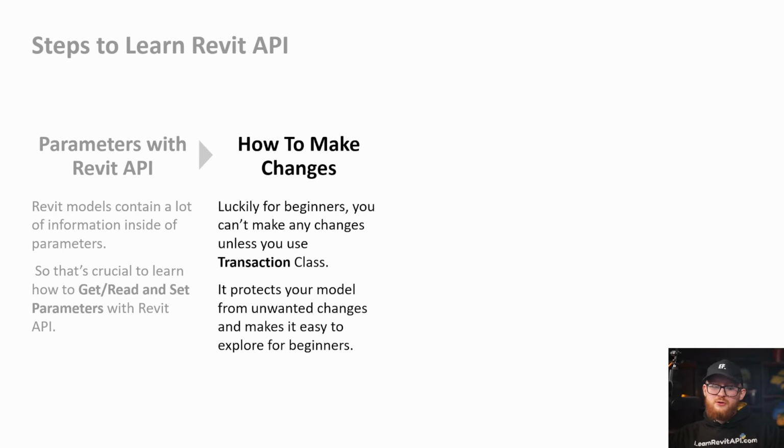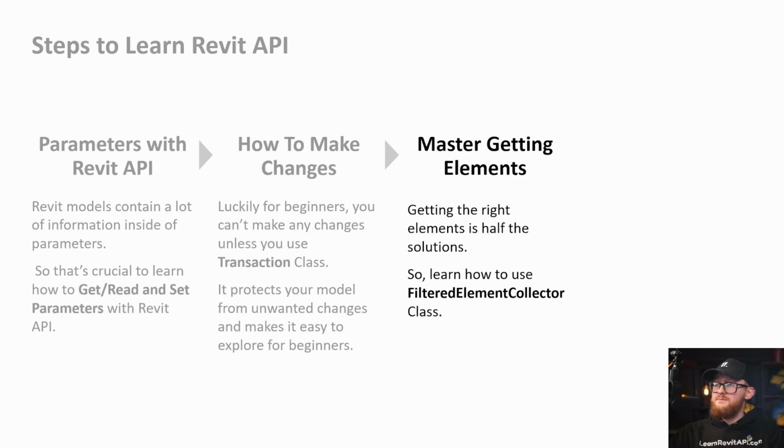You'll also need to learn how to make changes with Revit API, because luckily for beginners, you cannot make any changes unless you use the transaction class. Transactions protect your model from unwanted changes and make it easy to explore for beginners. So this is really great news. When you're exploring Revit API, you cannot break anything unless you use a transaction. Even if you try to delete, let's say, all your columns, you will not be able to until you use a transaction. This is why it's there and it's great.